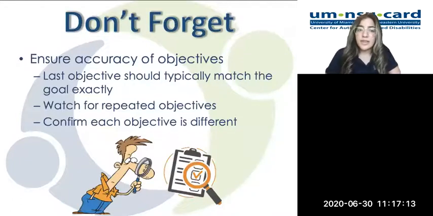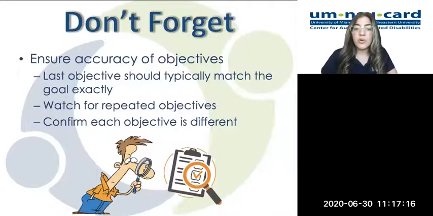And you don't want to forget to ensure the accuracy of the objectives. Remember that last objective should typically match the goal exactly. You should watch for repeated objectives. Sometimes teachers, as I did, work out of templates and we copy and paste incorrectly. So make sure that you take your draft IEP and you really look at if there are differences and if those differences make sense. And then confirm that each objective is different in itself as well.